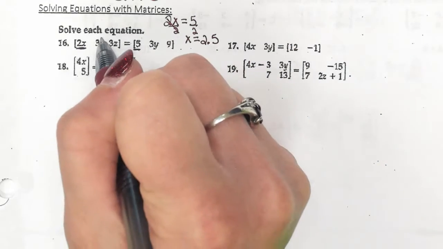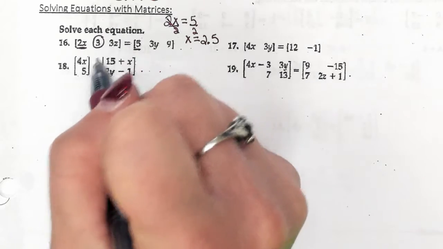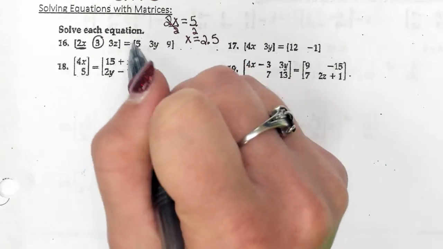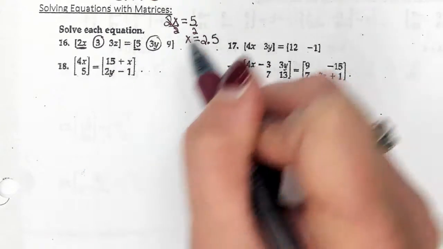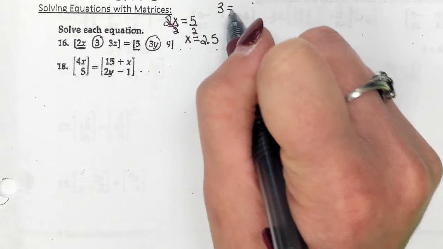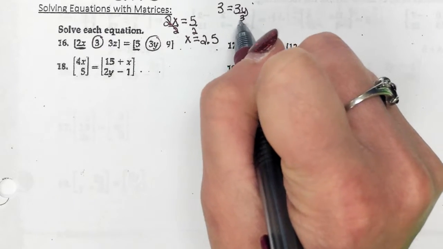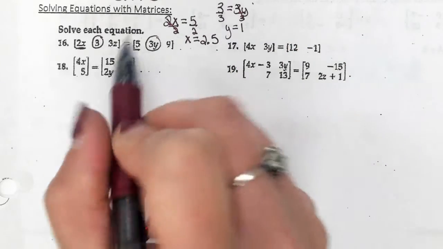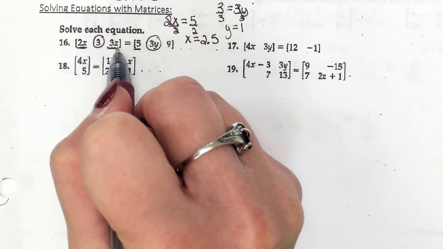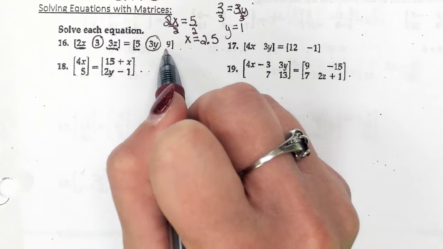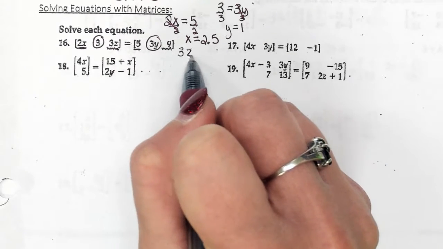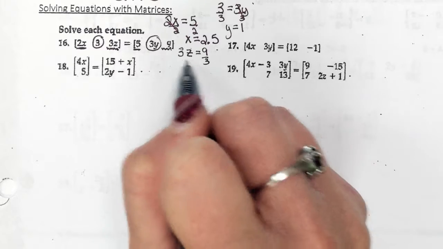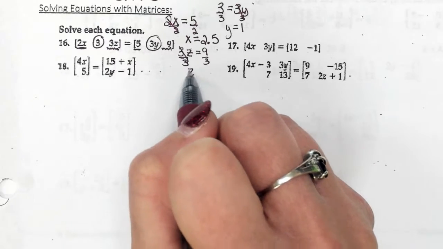Alright, then you've got 3 in the middle. Which one over here matches up with the one in the middle? 3y. So you write 3 equals 3y. It's very easy. And y equals 1. Very good. Alright, you got one more. 3z on the far right. Which one over here is on the far right? 9. So 3z equals 9. Divide by 3. Perfect. z equals 3.